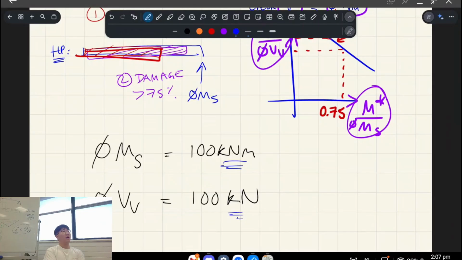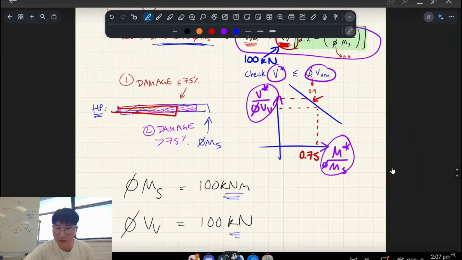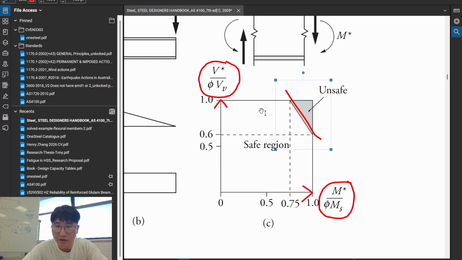What's the square graph? Sorry? It's like the square graph thing. Okay, so if I go back to the Steelfixer's handbook, one second. So it's a square because you can't go over the damage threshold of 1, right? You can't go over 1 because then your beam would already fail. So you know that this portion out here is already unsafe, right?